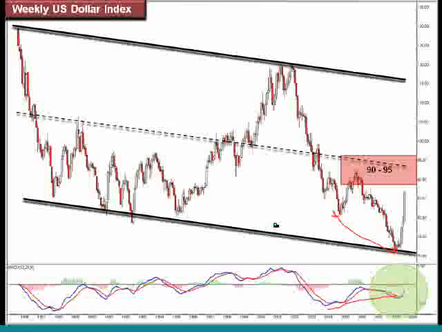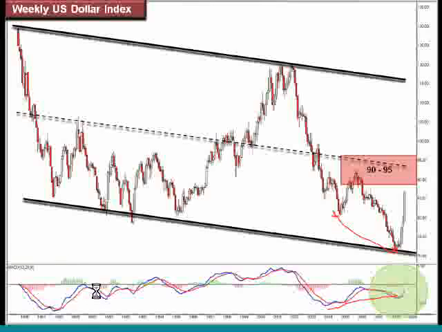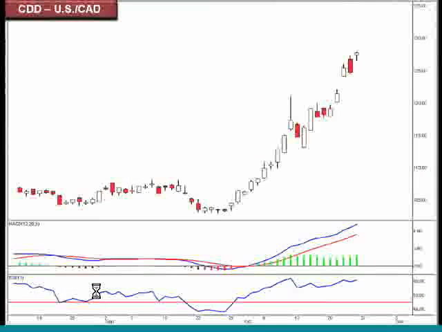So with all that in mind, we can then move forward and say, how do we take advantage of this? Well, if we look at our CDD, which is our U.S. versus our Canadian dollar, you can see that we've had a significant rally back from essentially when we were trading at par, which is not actually indicated in this chart here, but when the U.S. dollar was trading against the Canadian dollar at par, we've had a very significant rally over the last little while.